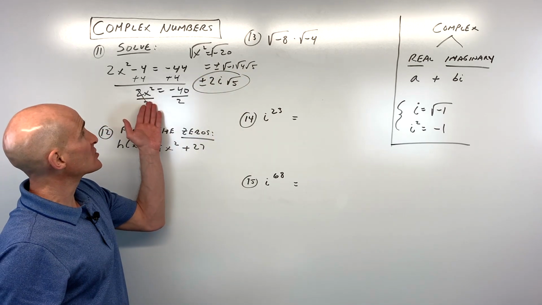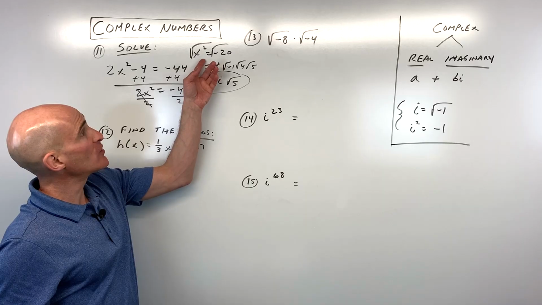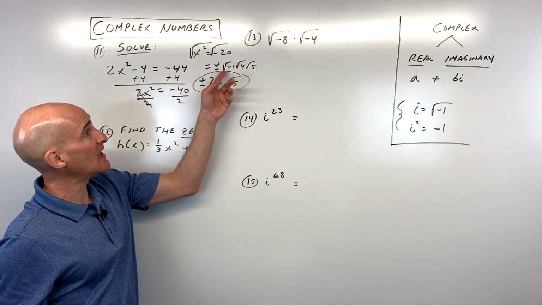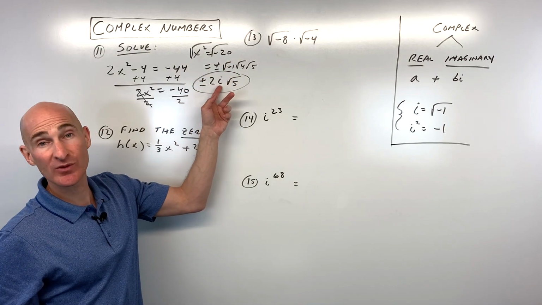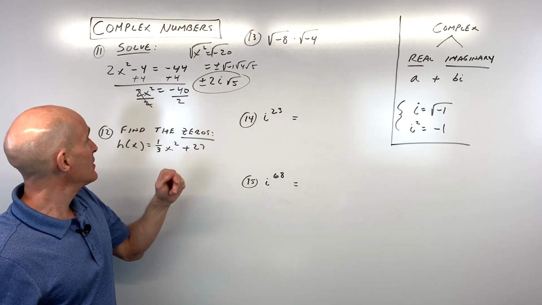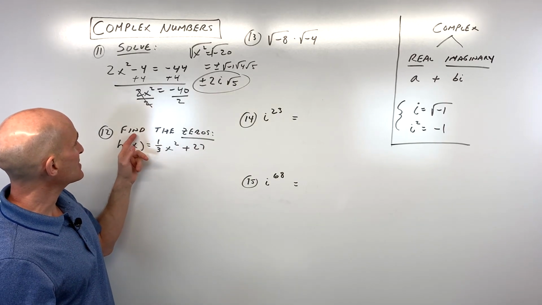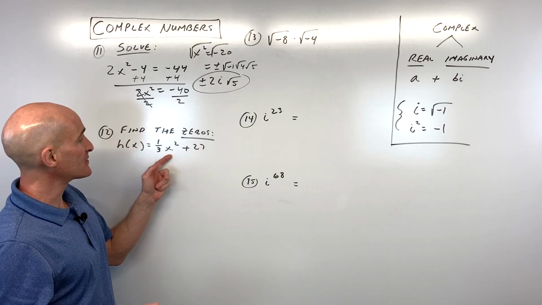So again, just like solving a normal algebra equation, remember when you take the square root of both sides, you get the two answers, and when you take the square root of a negative number, that's where the i comes into play. So for number 12, same idea here. It says find the zeros of this function.